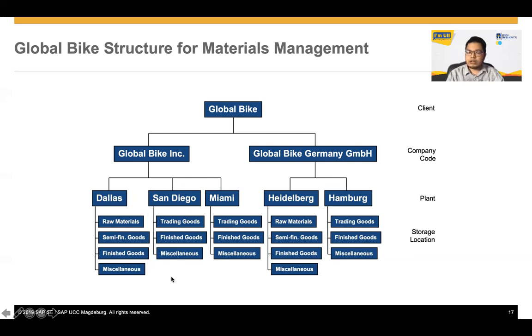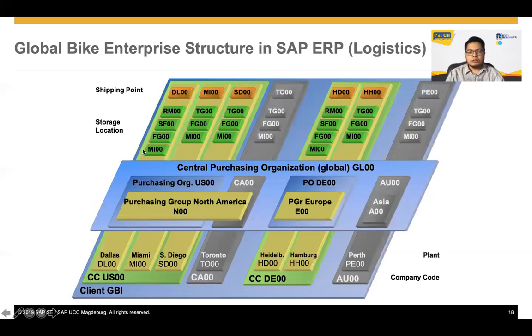Usually this kind of branch city is for selling only, not for producing. So that's why they don't have raw material. And raw material and semi-finished goods are usually for producing or operation. Central purchasing organization, as you can see, has the same policy all over the world.